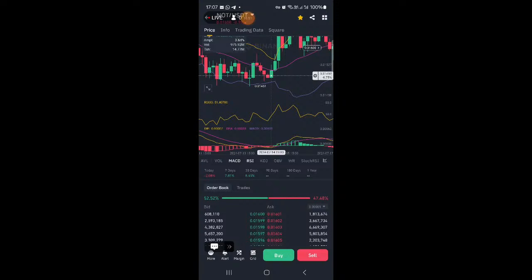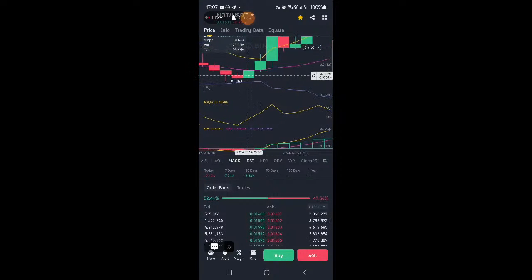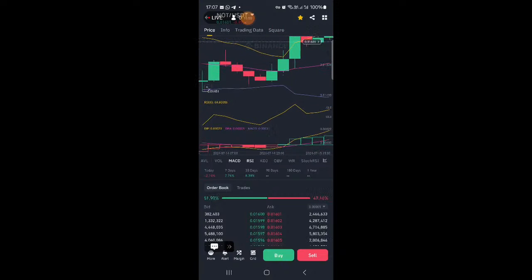Now look at it here. I don't know if I can expand this more. Okay, I think it's okay now. The signal line is not yet crossing. Let us look at the next candle. At the next candle, the signal line is crossing and the histogram is showing a green bar.